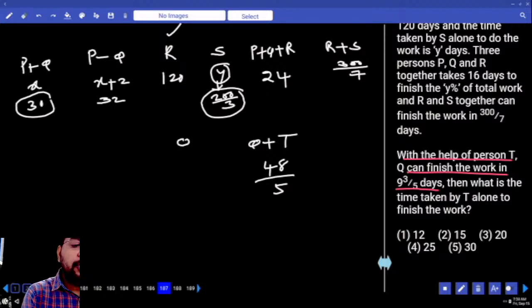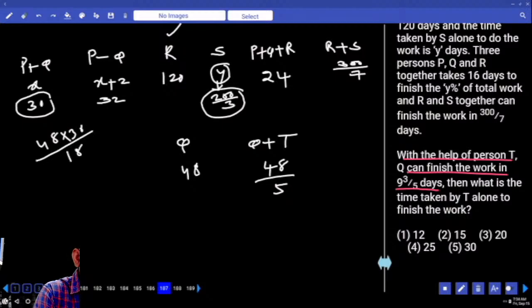First of all, Q alone we don't know. Shall I take Q as 48? If Q is 48 and PQ together is 30, then P alone is what? 48 into 30 by 48 minus 30, that is 18. 6 3s are 18, 6 5s are 30, so 16 times, 16 5s are 80. Then P alone is 80 days. Q alone is 48. Are you clear or not?